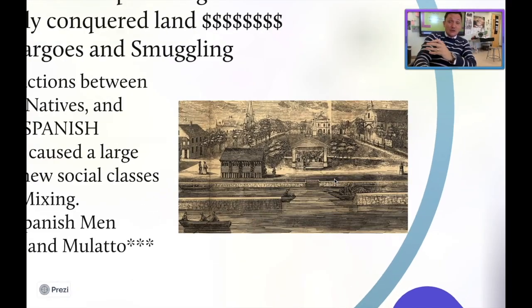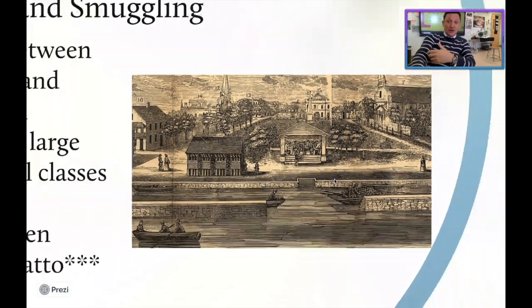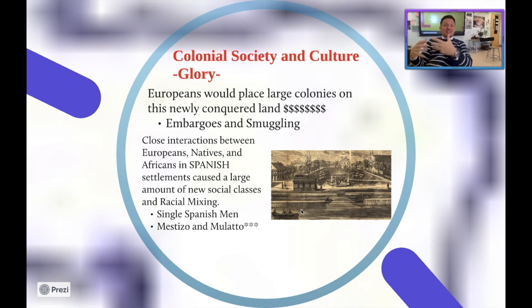However, as you can see with these growing Spanish colonies, including big government buildings and very large transport systems that are moving these raw materials in and out, it's going to lead also to very close interactions between the Europeans that were coming and colonizing these areas, the natives, and the Africans that are being brought in on these different slave vessels. So in Spanish settlements, in particular, notice I have the word Spanish right there in all caps.